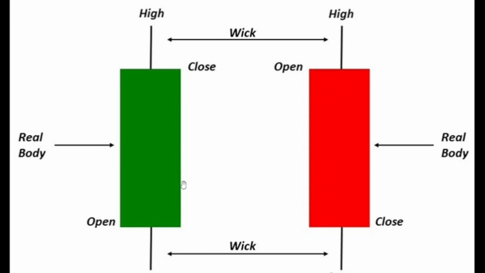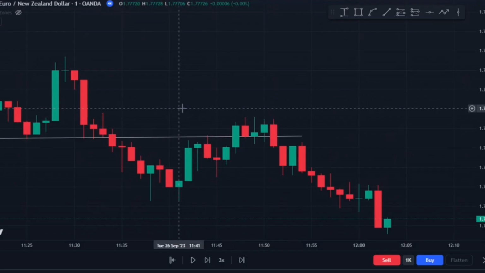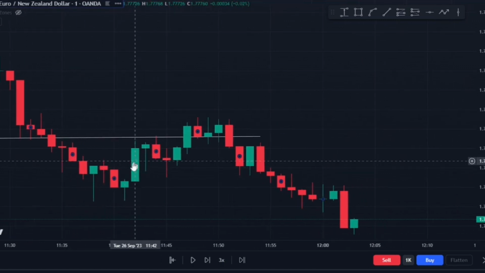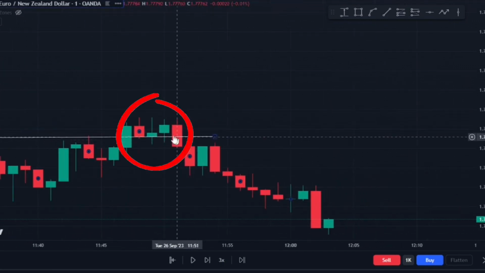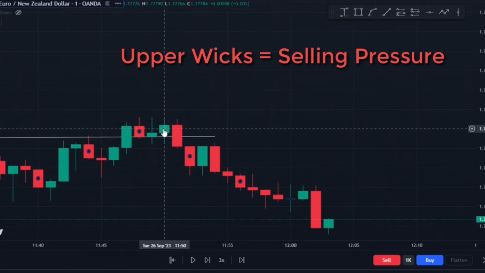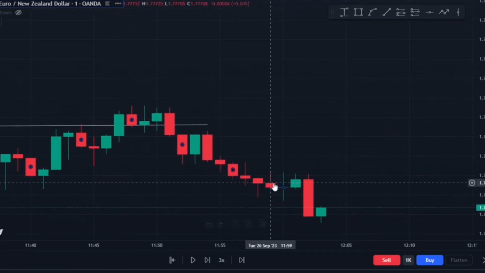Here's a great example of one confirmation. When you see lots of upper wicks, it's a good time to sell, and when you see lots of lower wicks, it's a good time to buy. So here's an example of a great selling opportunity. As you can see, the price came back up to test this resistance zone. The candlesticks formed some upper wicks. Therefore, this would be a great selling opportunity, and the price proceeded to fall towards the downside.